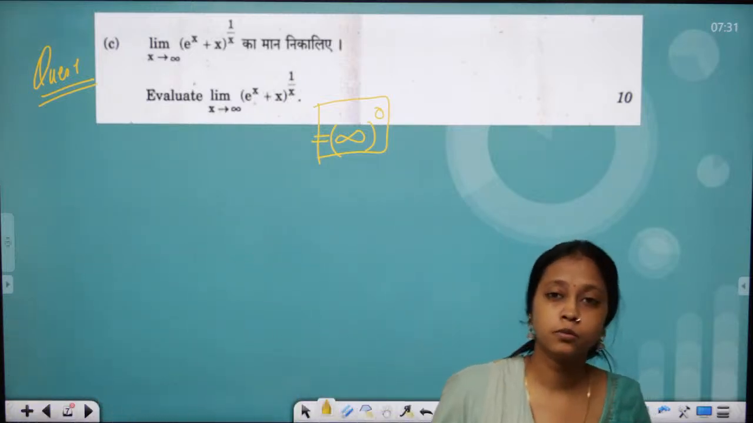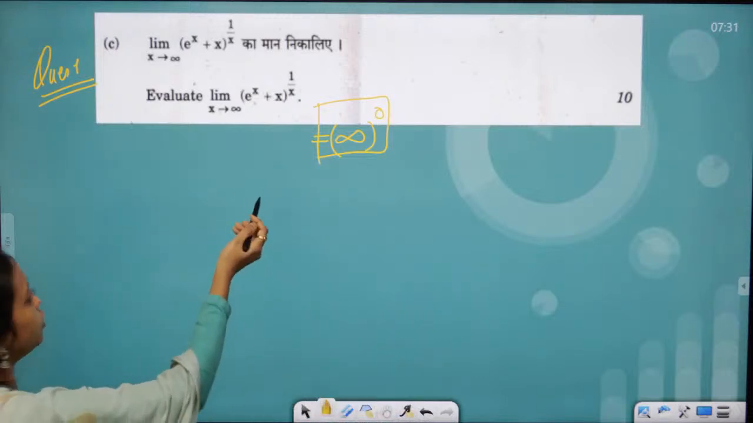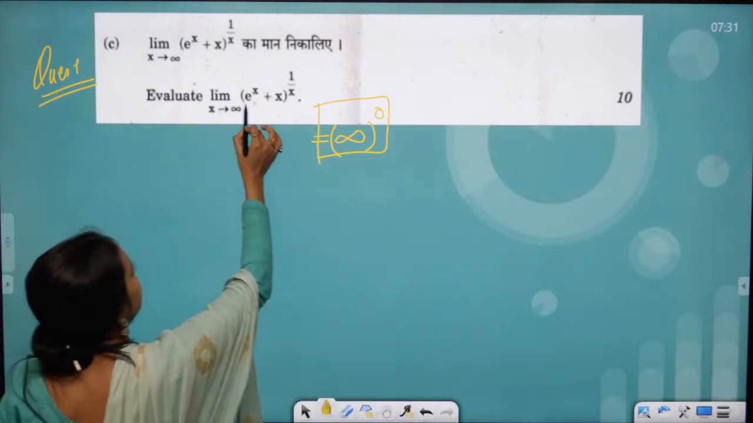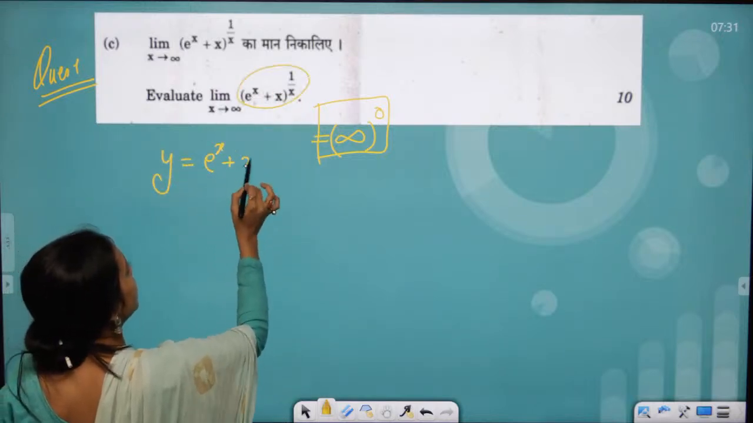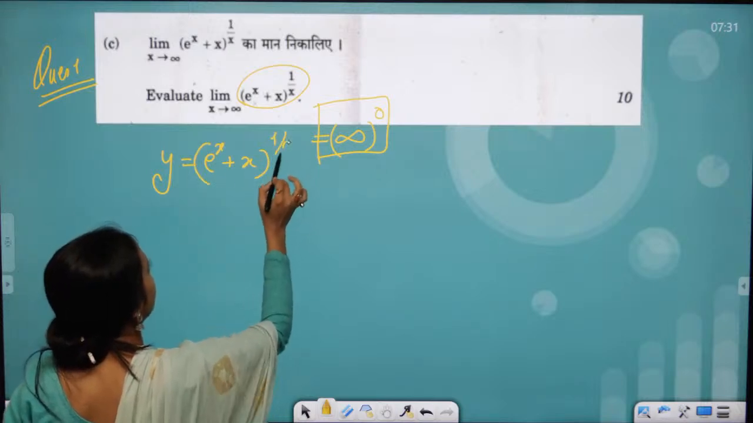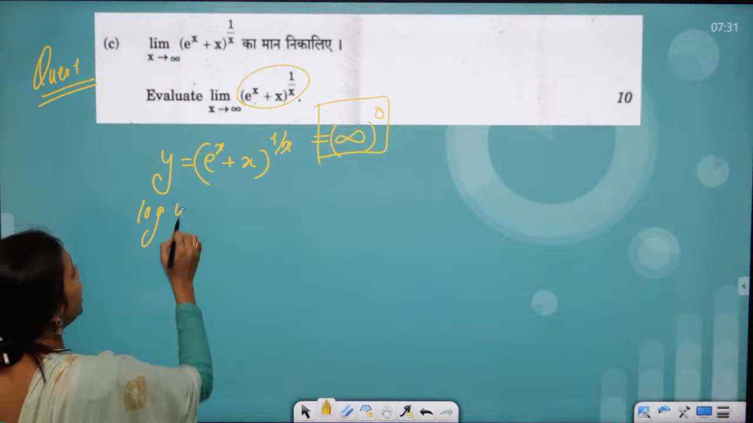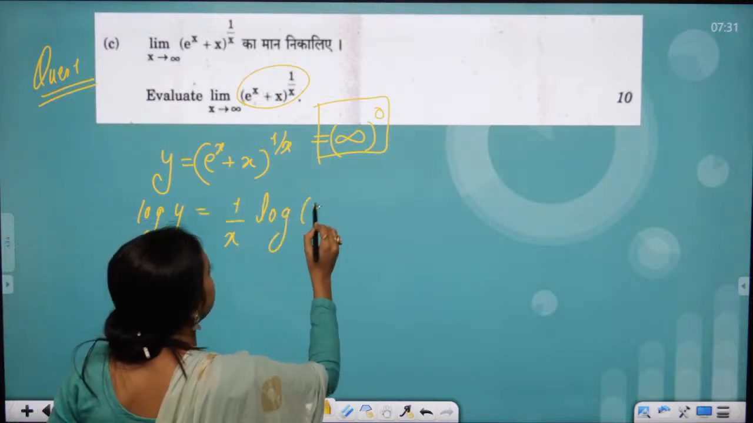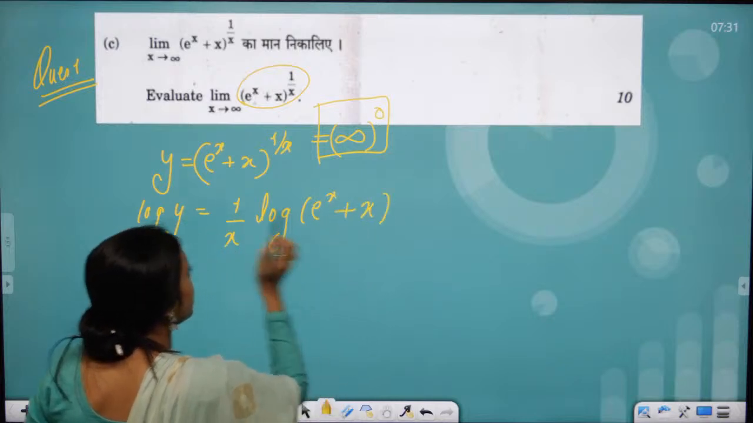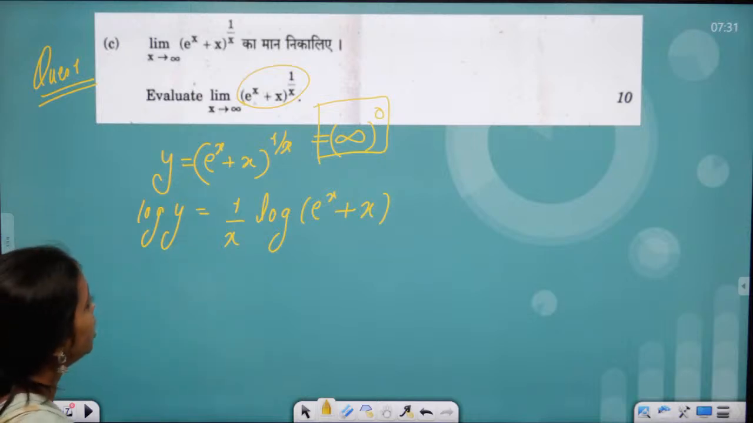Take the log. Whenever you have the indeterminate form of a power, you take the log both sides. So you take this to be y. You consider y equals (e raised to the power x plus x) raised to the power 1 upon x. Take log both sides. Log of y equals 1 upon x times log of (e raised to the power x plus x). Now you take limit both sides.